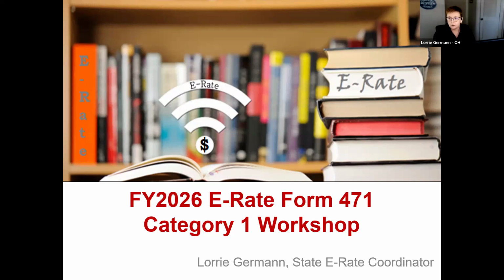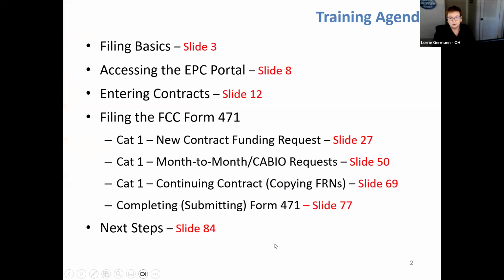We are focusing today on all things Category 1 with the 471. When we look at our agenda, let me get my mouse working. We've had some technical issues this morning. Here's our agenda. We always start out with filing basics, because 471, we file this once a year, trying to remember all the rules around it. When do we file, the purpose, right? Just a refresher if you've been filing for a while. If you're brand new, to help you understand the purpose of this form.